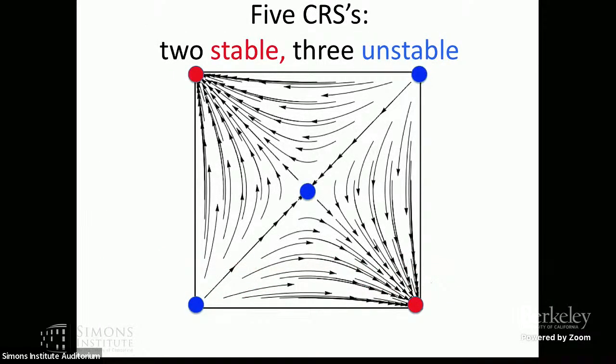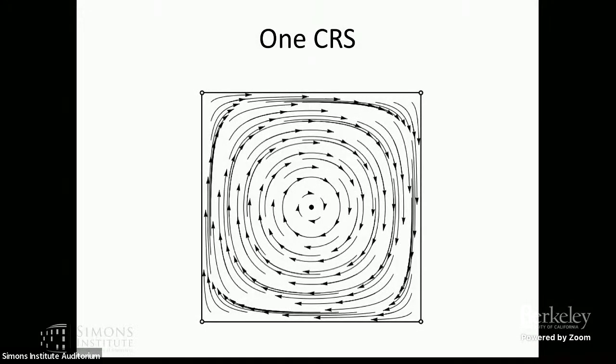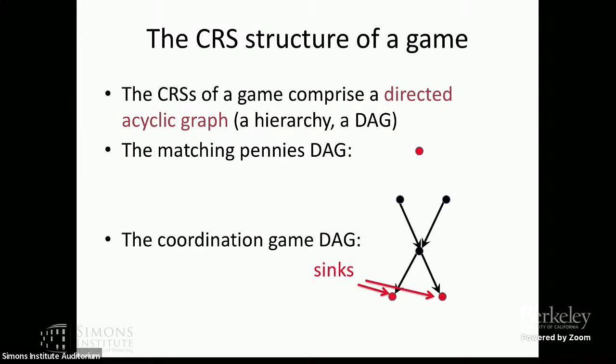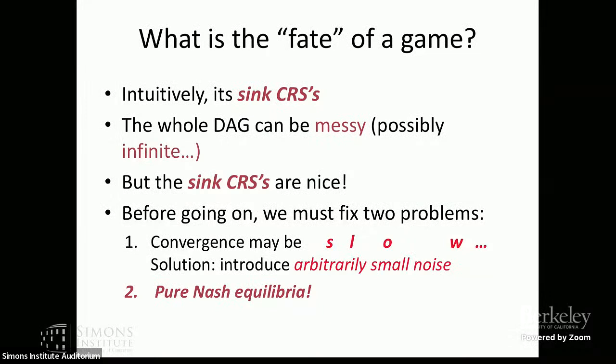This has five chain recurrent sets. Two are stable and three are unstable. This has one chain recurrent set. The chain recurrent set of the game comprises a directed acyclic graph, a hierarchy, a DAG. This is the matching pennies DAG, and this is the coordination games DAG, and these are the sinks. So intuitively, the fate of the game is the sink CRSs of the dynamics. The whole DAG can be messy, possibly infinite, but the sink CRSs are nice.